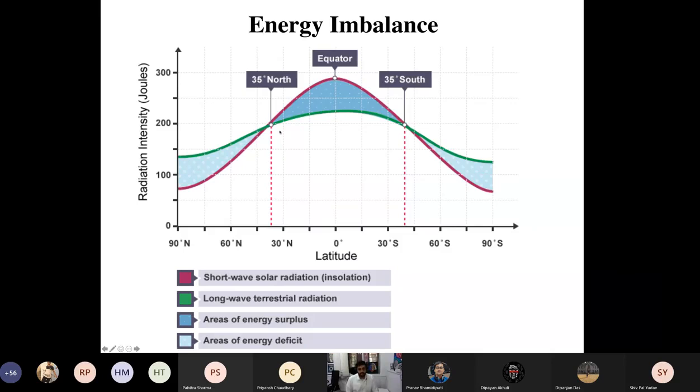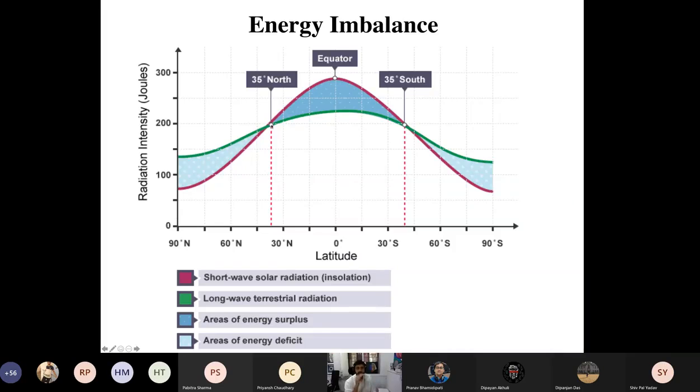So essentially the green line is the radiation intensity of the planet. If the planet was a perfect black body, if every part of the planet was at the same temperature, the green line will run parallel to the x-axis. However, it is not, because we know that the poles are much cooler than the equator. So the green line itself has a shape, whereas the red line is the incoming solar radiation.